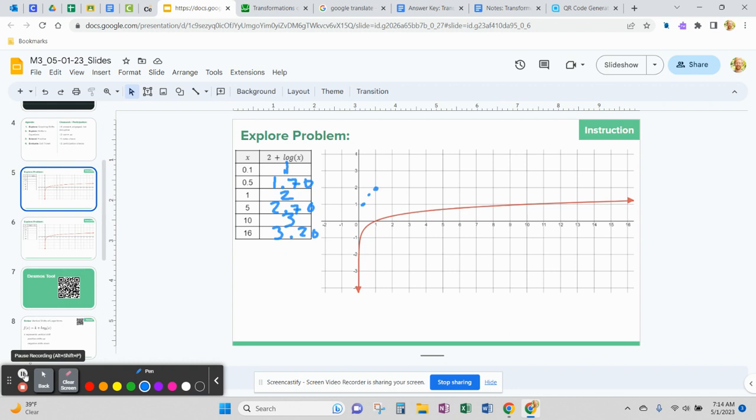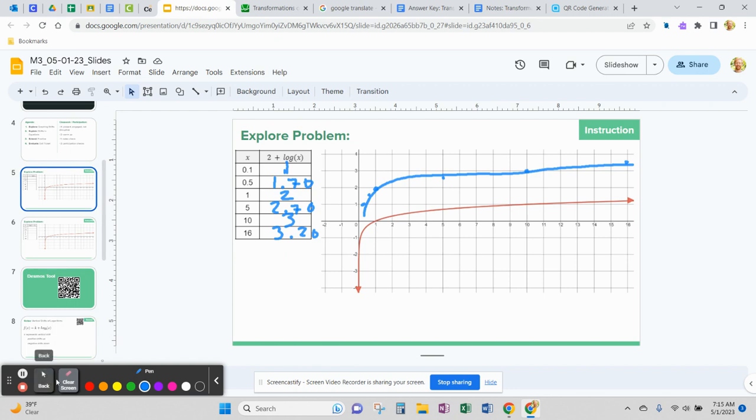Then we're going to jump all the way over to 5 and go up to 2.7. Can go over 10, up 3. And we can go over to 16, up 3.7. And with that, we can now draw a nice little line here, connecting all of our dots.